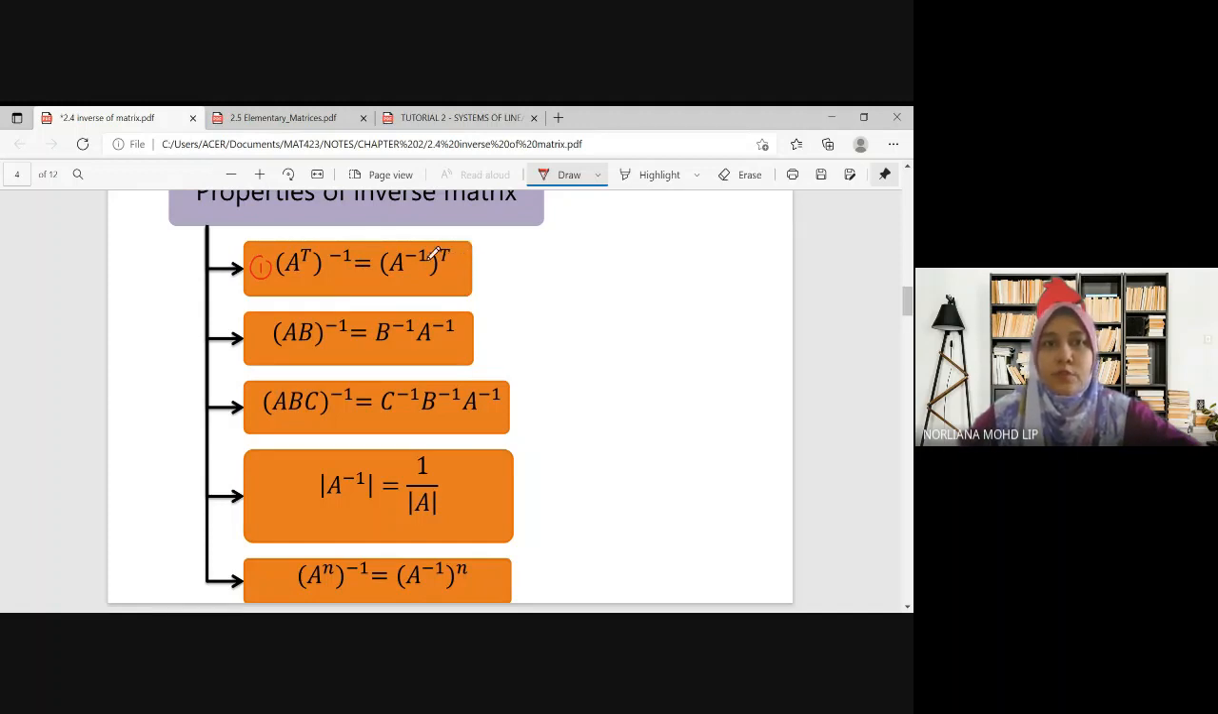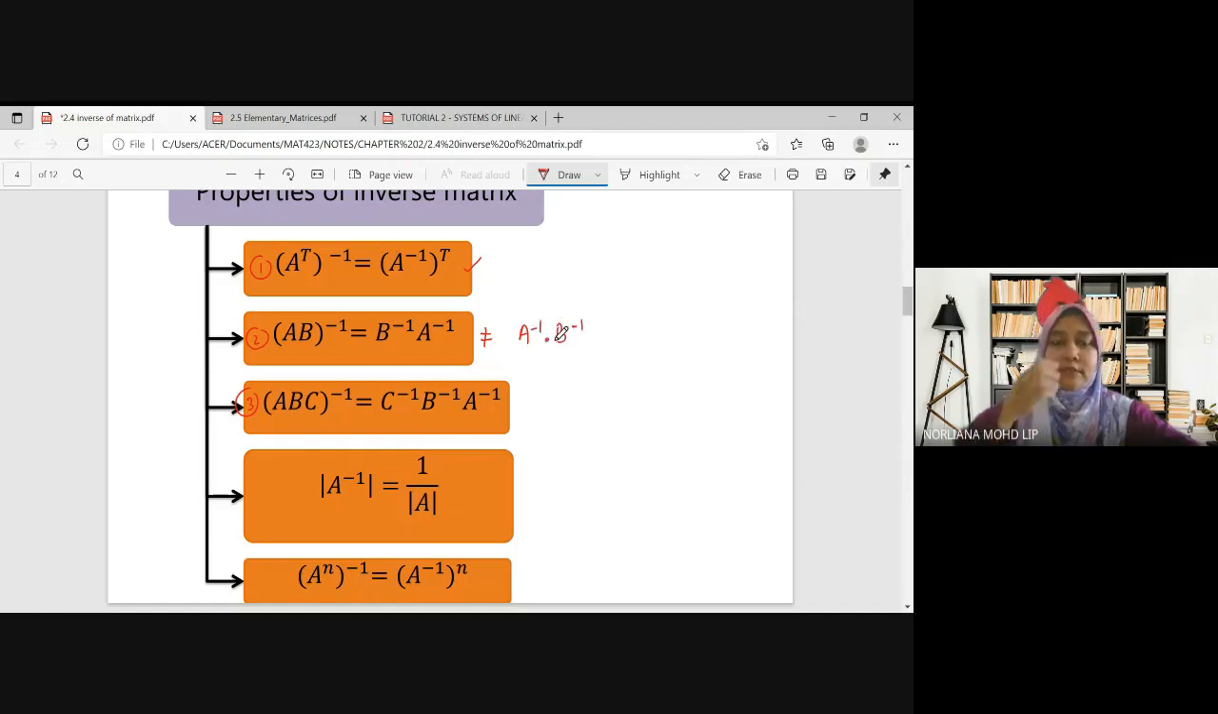Biasanya you perlu proof lah. Left hand side is equal to right hand side. And number 2, A times B inverse is equal to B inverse times A inverse. Ramai kat sini dah silap lah. A times B inverse is equal to B inverse times A inverse. Ramai kat sini dah tersilap.